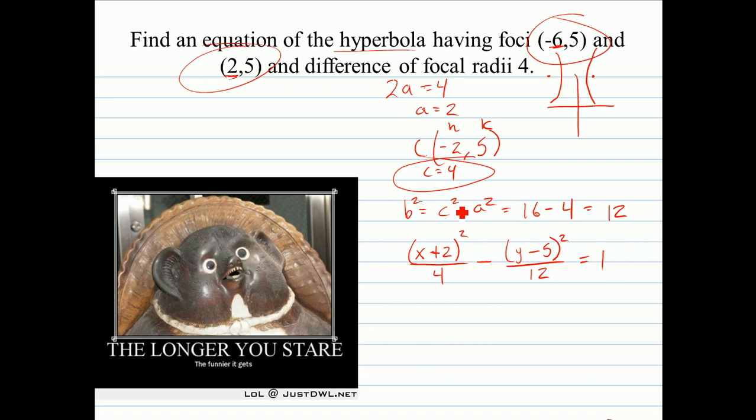It gives you 12. So from here, notice that my foci are horizontal from each other. So since they're horizontal from each other, then the x term comes first. So the x term is going to be x plus 2 squared over a squared, which is 4, and then y minus 5 squared over 12, or b squared, which is 12. And you should come up with this.